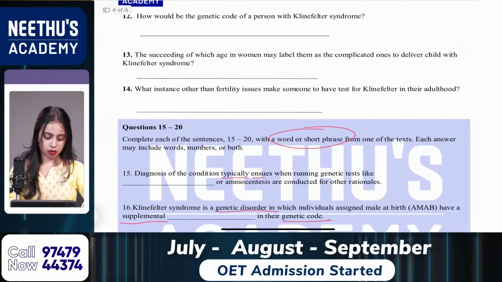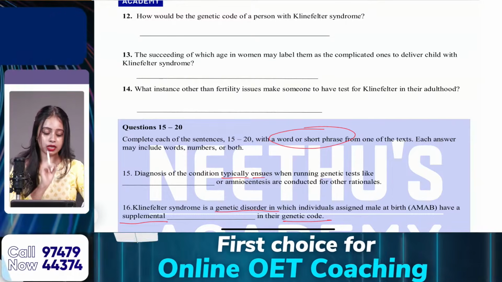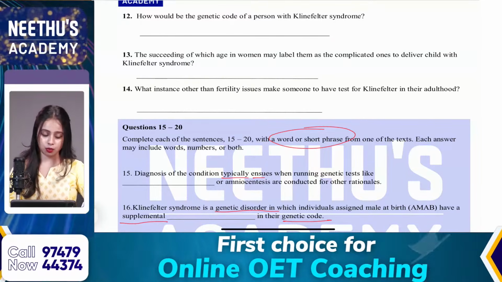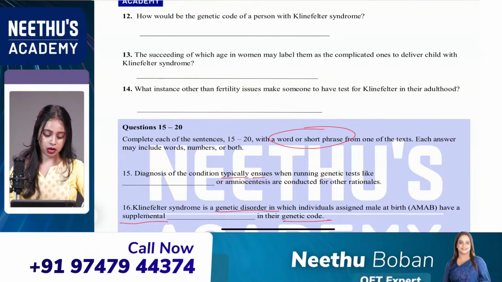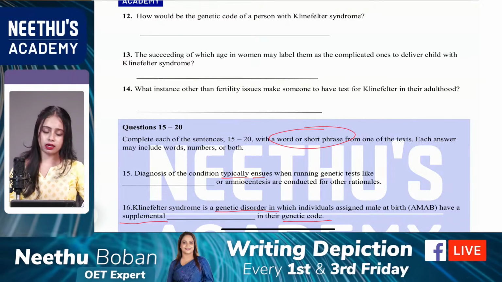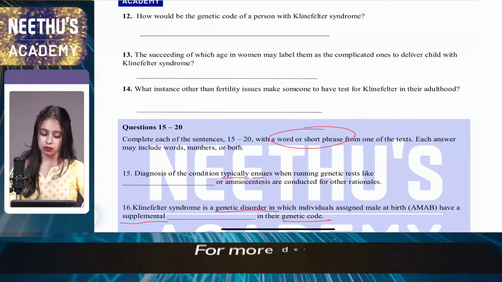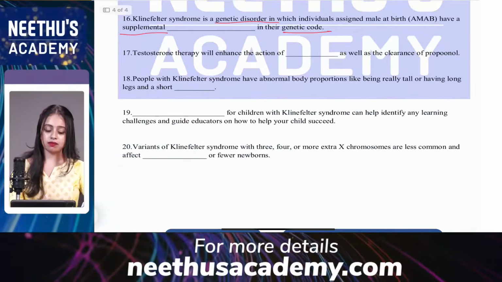Okay, Anjana. Okay, Kirtu, actually that X should be a capital letter, okay? Okay, Anu. Okay, Gina, it is X chromosome. Yes, very good. Then 17.